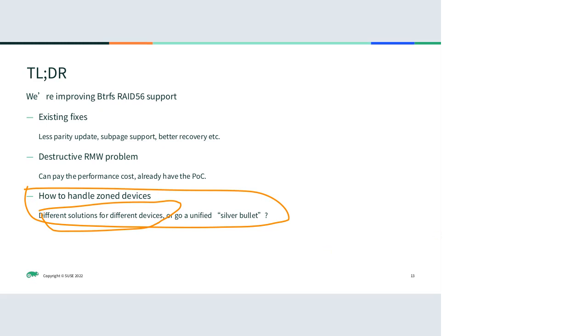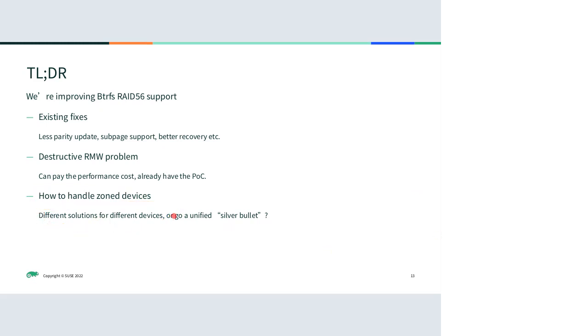So there are two solutions. One, we go the tried and true way and let the zone guys figure out a way. The other way is to let the zone guys figure out a way and we emulate the regular device like a zoned device, which they call a silver bullet. But personally, I'm not a big fan of silver bullets. There are some very bad examples like GNOME 3. Someone is probably already using GNOME 3, but the early days of GNOME 3 were not that good.